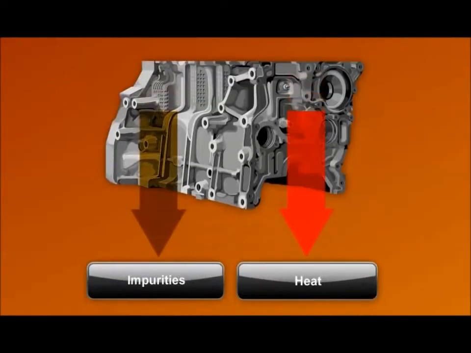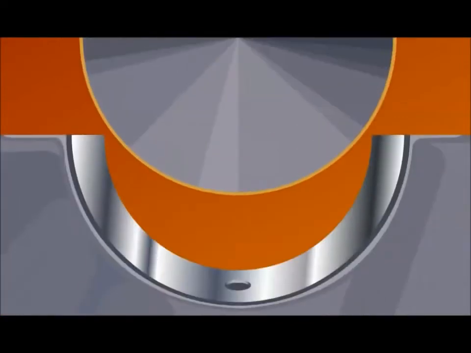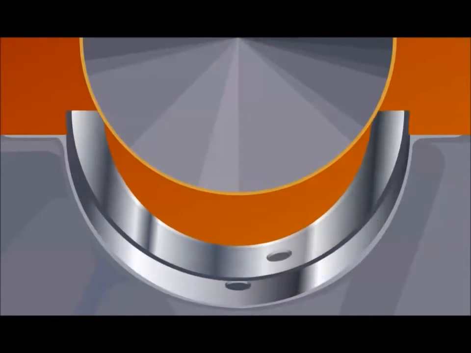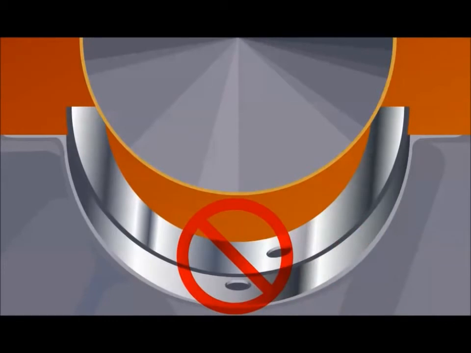As the oil flows from the friction surface, it removes heat and impurities. When assembling engines, make sure the oil hole in each bearing correctly matches the oil passage. If an oil passage on the bearing is in the wrong location, no oil flow occurs and the bearing will fail.